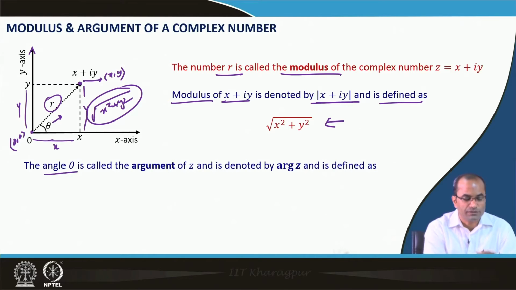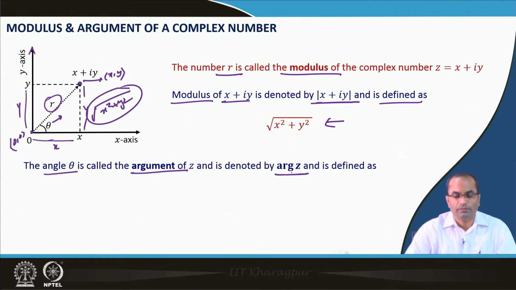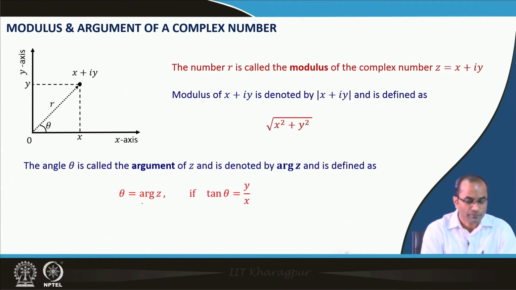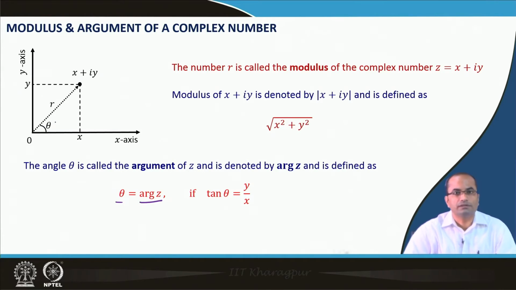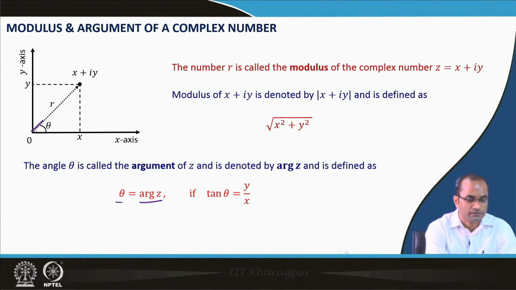The angle theta, which this line makes with the x axis, is called the argument of z, and it is denoted by arg z. Theta, we now know, is the angle this line makes with the x axis. So, theta is the argument, and since this is the distance x and this is y, we have tan theta equal to y over x.